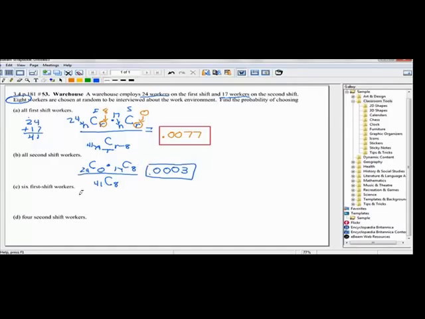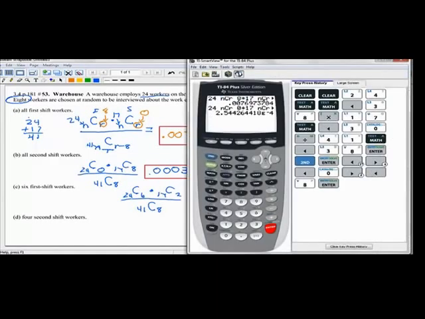Let's take a look at part C. For 6 first shift workers, this 0 is going to become a 6. So I'm just going to change that 0 to a 6. If we've got 6 first shift workers and 8 altogether, these have to add up to 8, so we're going to need 2 here. Back in our calculator, we hit second enter again. That 41 choose 8 is going to stay exactly the same. So that 24 choose 0 is going to become 24 choose 6, and then we're going to choose 2 from the 17 here.